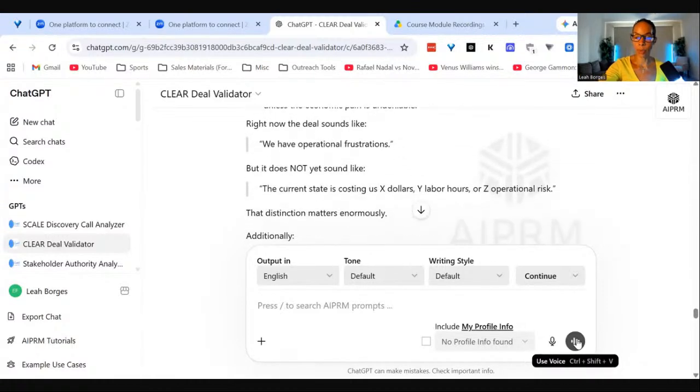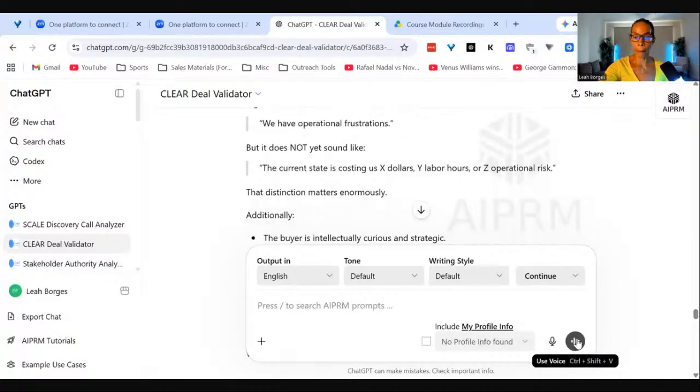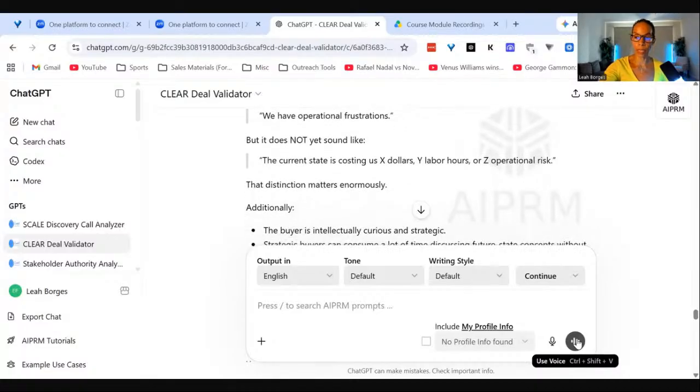Right now, the deal sounds like we're frustrated, but not like this is causing X and Y. Oh my God, we need to fix this now. That's the part that's missing, and that's buyer motivation, right? And that's uncovering some of the emotional part, but also some of the operational piece and the financial. So it's all three of those things together.